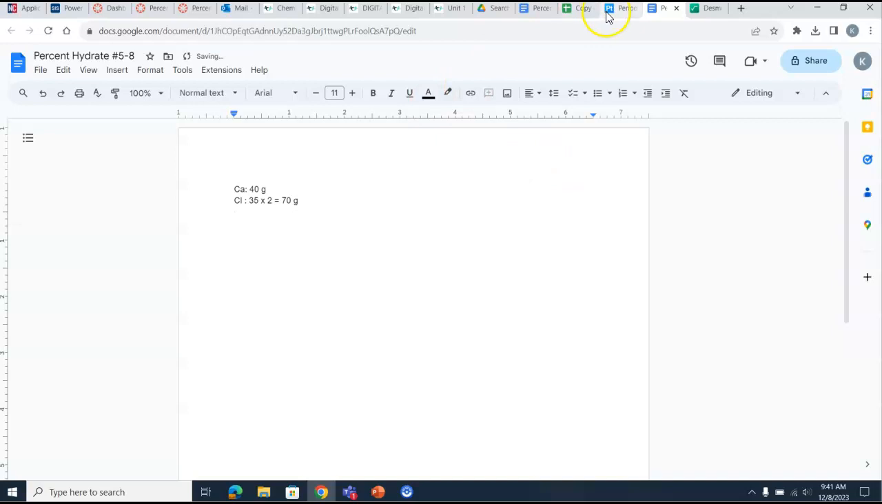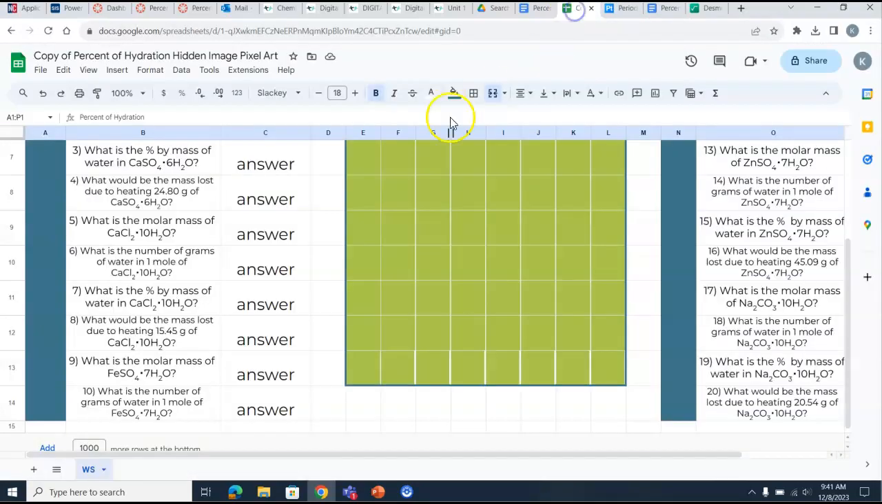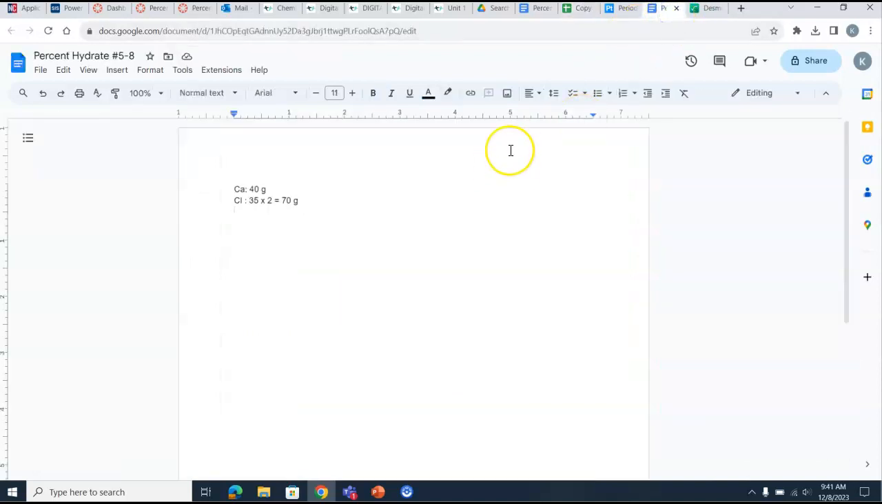And then of course there is water. Water is always 18 because hydrogen is 1 and there are 2 hydrogen, so 1 plus 1 is 2. And then oxygen is always 16. So 16 plus 2 is 18. So water is 18. And then there's 10, so that's going to be 180 grams of water.